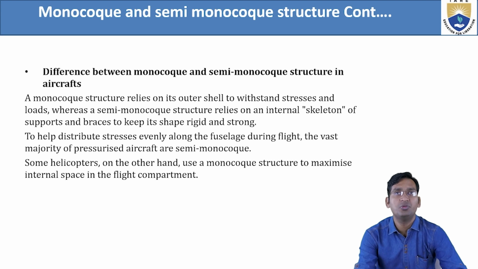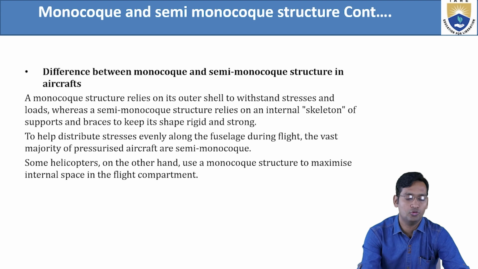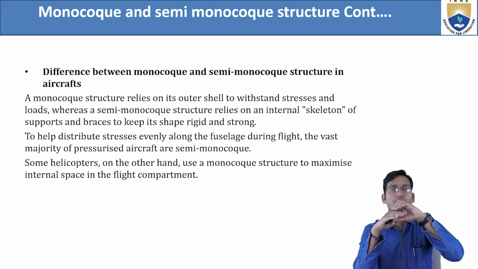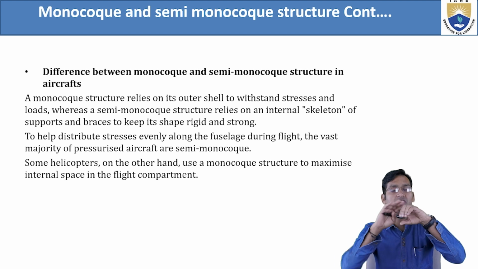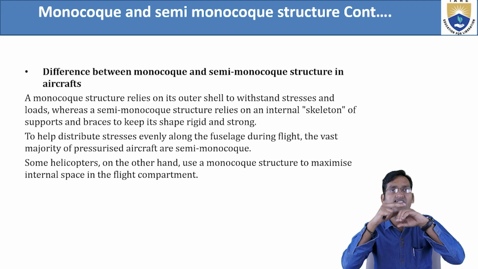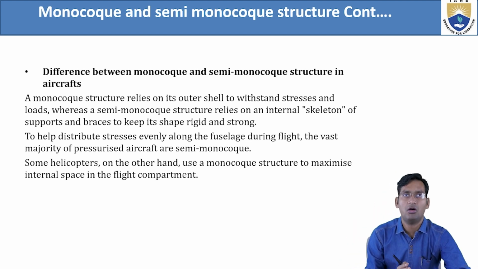Okay. Difference between monocoque and semi-monocoque structure in aircraft. The monocoque structure relies on its outer shell to withstand stress and load. So in monocoque, only the outer shell is there. There is no frame inside, or no supporting member inside. So it totally relies on how much stress will act. Whatever its thickness or capacity is, up to that it can sustain, and later it will collapse or compress.